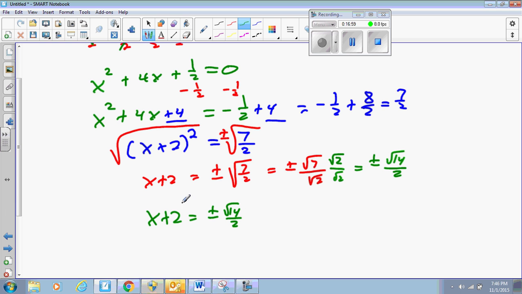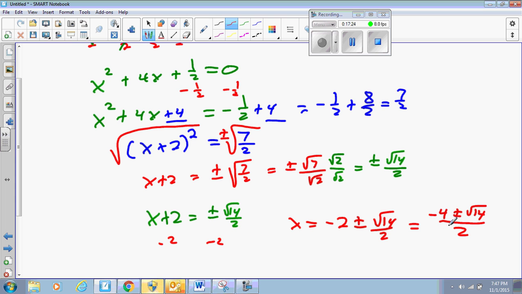And now I'm going to subtract 2 from both sides. Minus 2, and I get x equals negative 2 plus or minus the square root of 14 over 2, like that. And that's really how we would write it. If you saw it on a multiple choice test, it might be written like this: negative 4 plus or minus the square root of 14 over 2. The reason for that is I can write this negative 2 as negative 4 over 2 and then combine terms. But this method would be the accepted method for me.